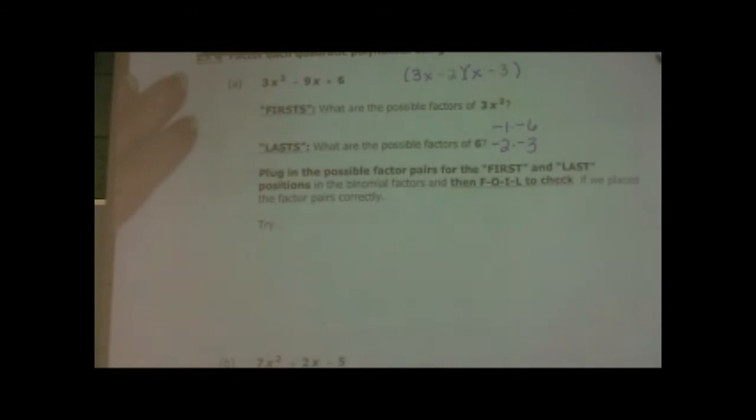So this is a little bit easier. So how about this? Let's do this. Negative 2, negative 3. So negative 2x in the middle, negative 9x on the outside. That gives me negative 11x. So that's not it.